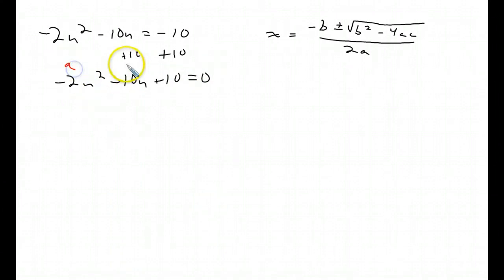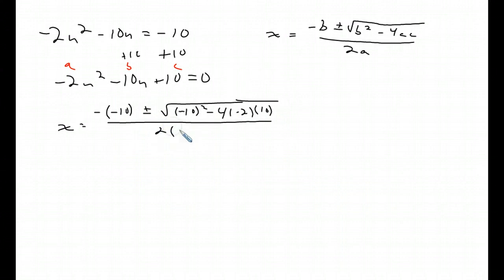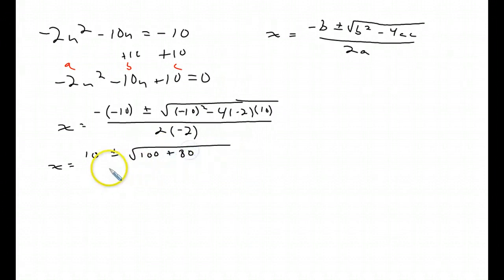I have an a, b, and a c. So I'll have x equals negative 10 plus or minus the square root of negative 10 squared minus 4 times negative 2 times 10. All of that over 2 times a, which is negative 2. So x equals negative 10 makes it 10, plus or minus negative 10 squared is 100. Negative 4 times negative 2 is 8, times 10 is 80. So I have plus 80, all divided by negative 4.